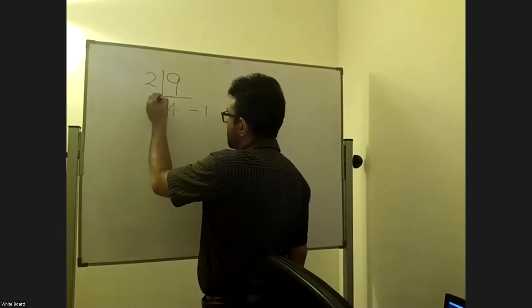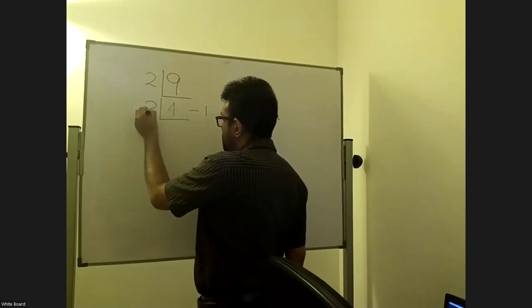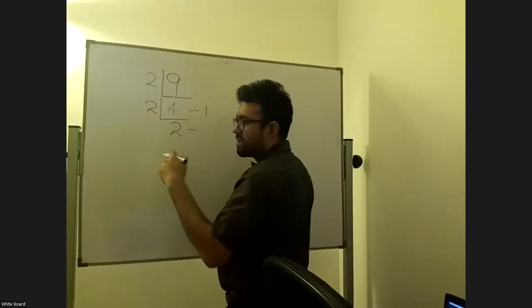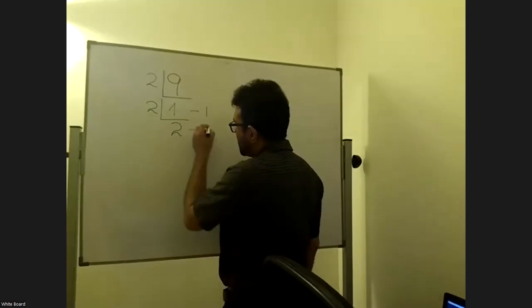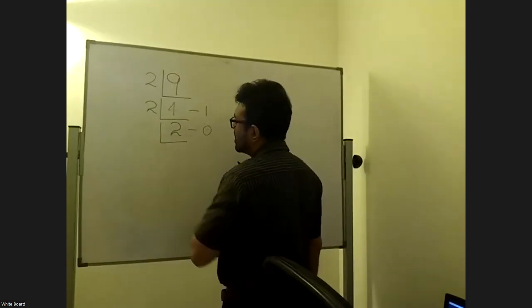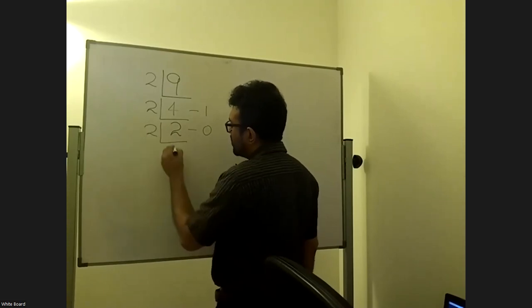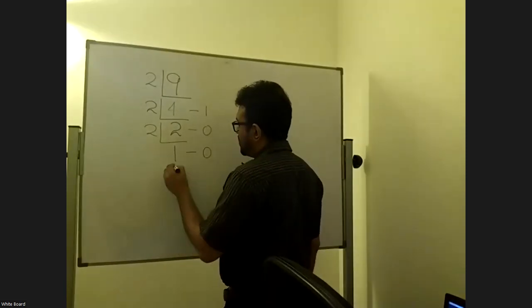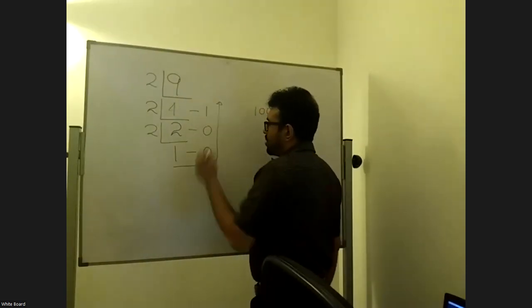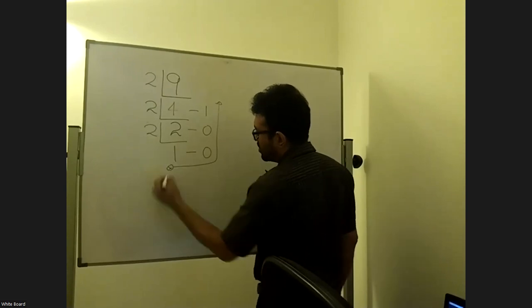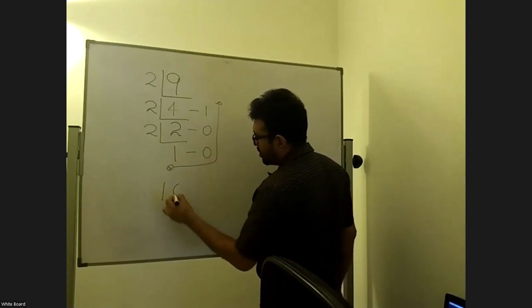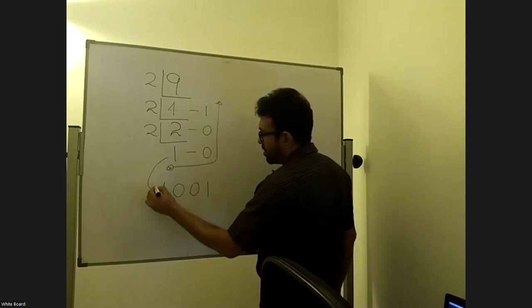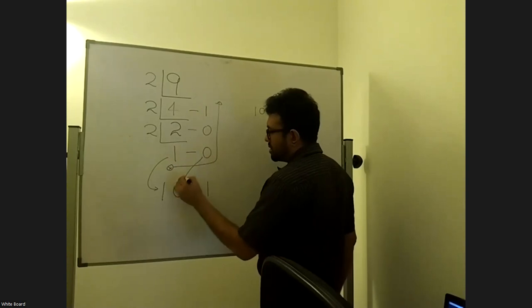Then again we divide it by 2. So you get 2 and 4 means it is completely divisible by 2. So therefore there is no remainder. Again we take 2 here. So we have 1 and there is no remainder. So we have to go like this. Reading this, if we take this 1, this 0 here, and this one, and this 0 is this.